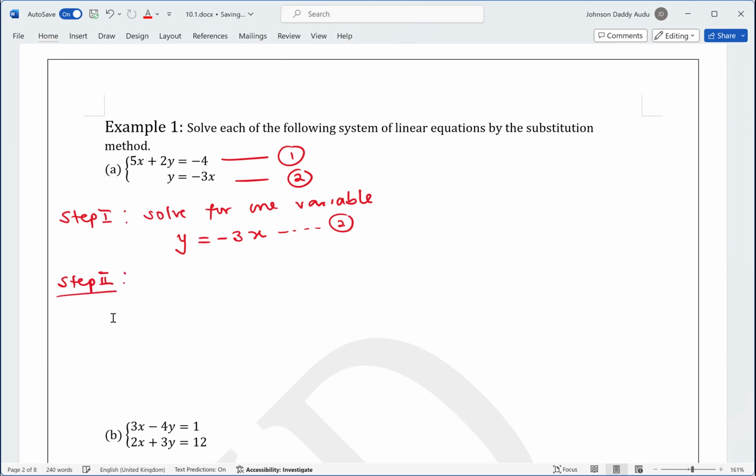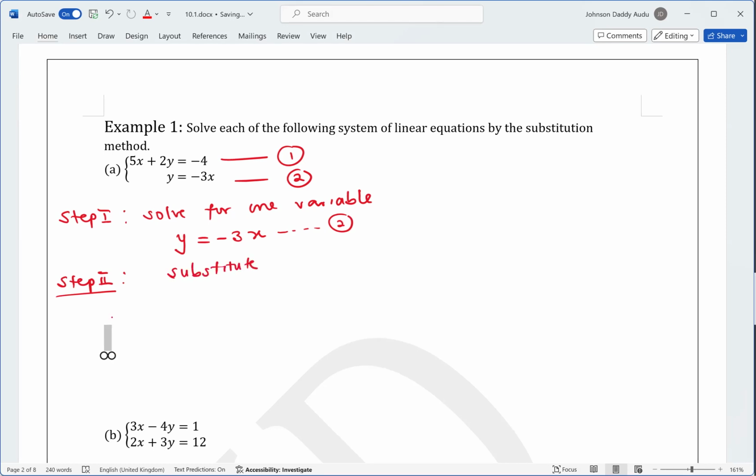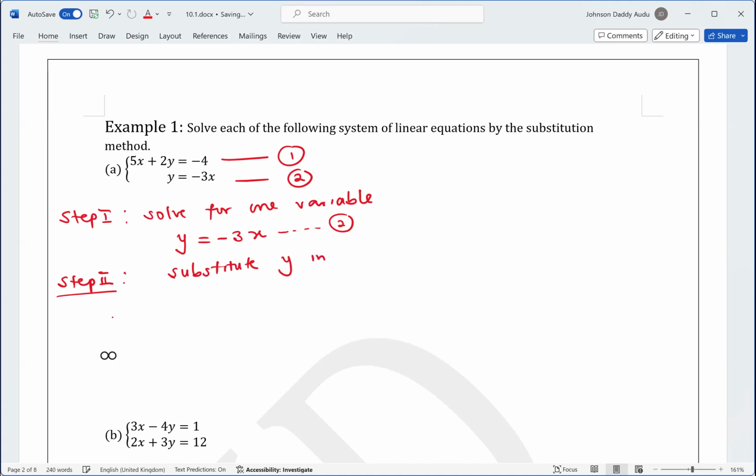This is step 2. What does it mean? Step 2 means you substitute. So we substitute y. Now, remember, we got y from equation 2. So now you substitute back in what? In equation 1.